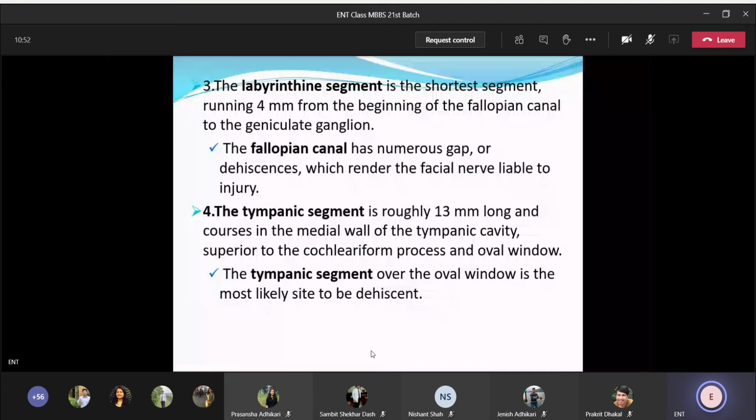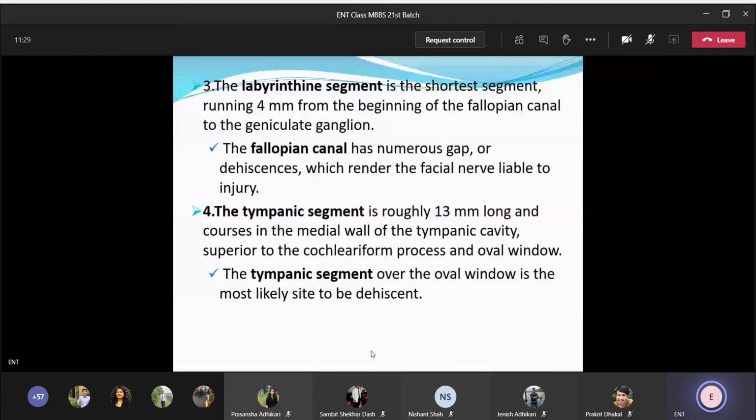So the fallopian canal has numerous gaps or dehiscences which render the facial nerve liable to injury. There are multiple small dehiscences in the fallopian canal. The fallopian canal is the bony canal which houses the facial nerve, and it has multiple dehiscences, so that the facial nerve is liable to injury during mastoid surgery.